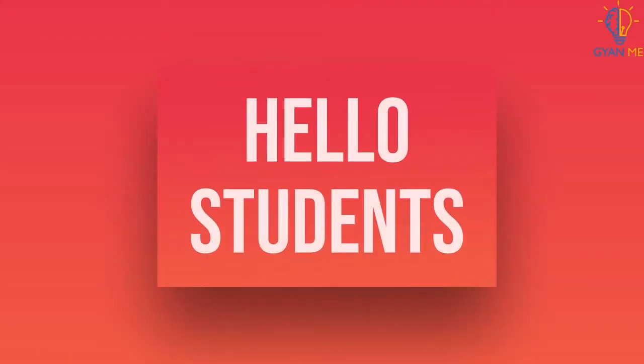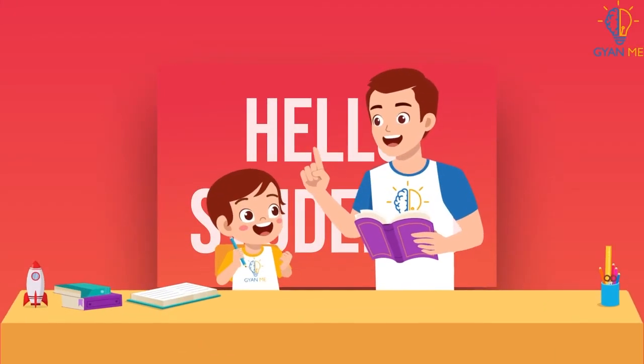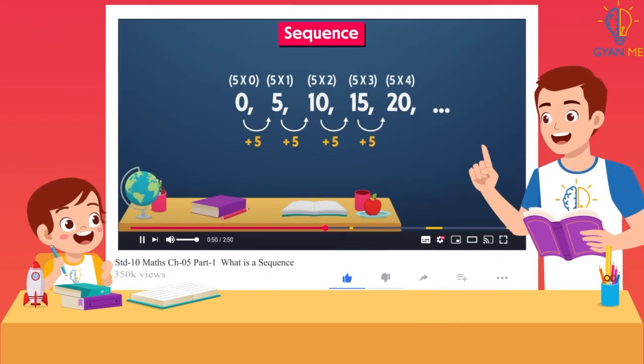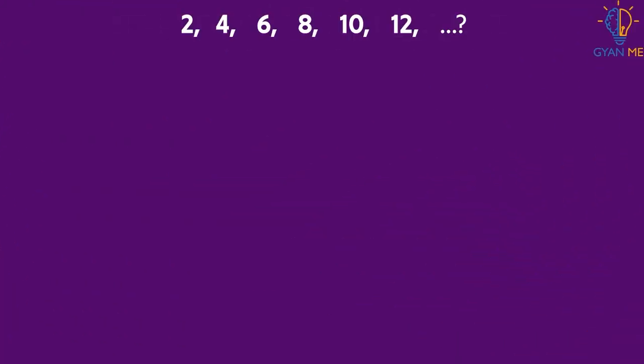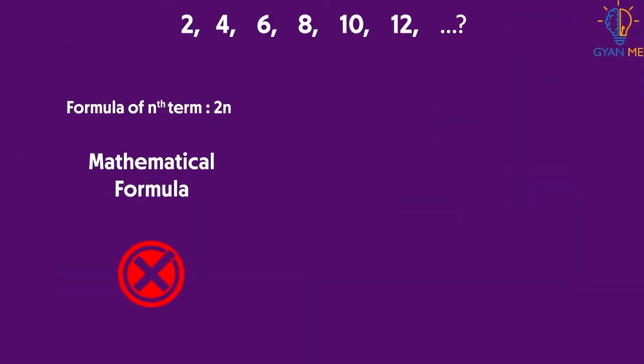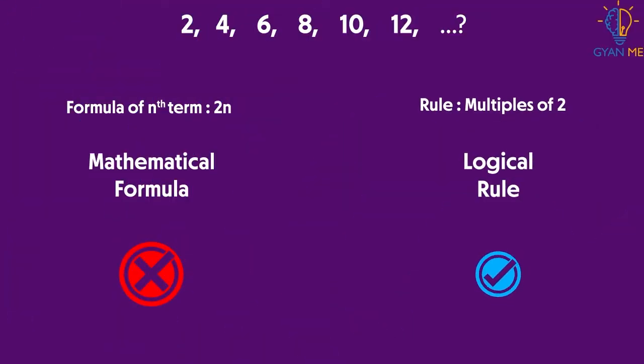Hello students! In our previous video, we learned that a sequence is a set of numbers which are arranged according to any specific pattern. Or we can say that a sequence is a set of numbers which follows a definite logical rule. It need not always be some mathematical formula, but it should be logical.